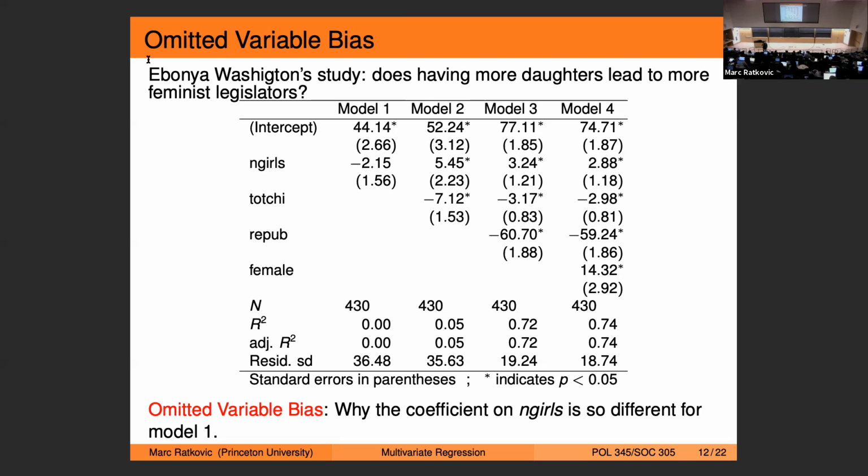Did that answer the question? Okay? So the thought process for this model is what might drive how many daughters someone has, and you list some things out. Then you ask yourself, what might drive how someone votes for the National Organization of Women, and you list some things out, and you take those two groups and put them together, and that becomes your control set. All right, did that address the question?